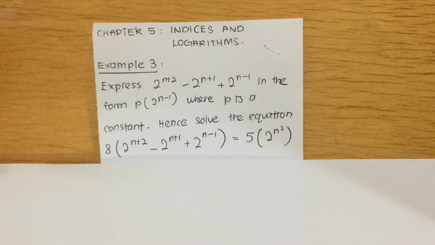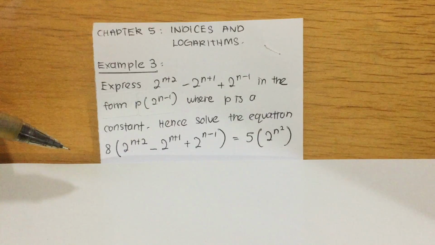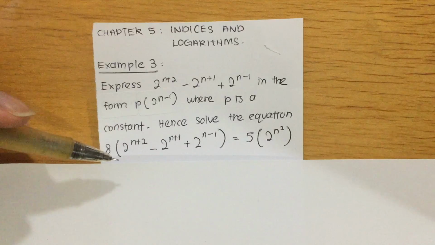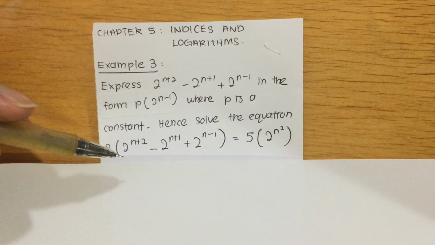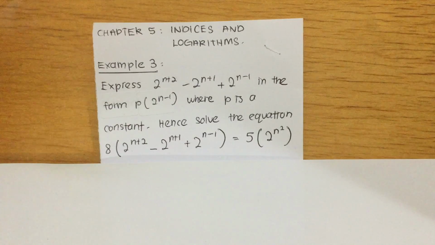Express 2^(n+2) - 2^(n+1) + 2^(n-1) in the form p(2^(n-1)), where p is a constant. Hence solve the equation 8(2^(n+2) - 2^(n+1) + 2^(n-1)) = 5(2^n)².